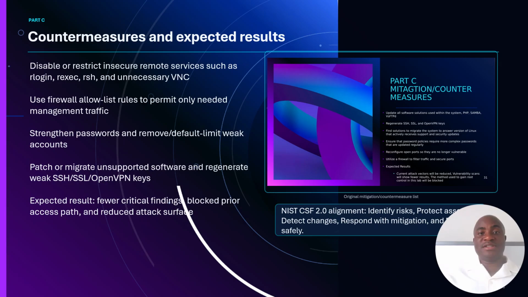The mitigation strategy focuses on high impact, low cost changes first. Disabling or restricting legacy services reduces the attack surface immediately. Firewall allow listing limits who can reach services, and password strengthening addresses account risks long term. The system should be patched, upgraded, or replaced because unsupported software cannot be fully secured by configuration alone.